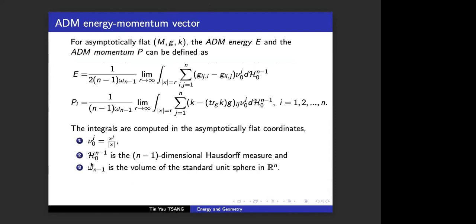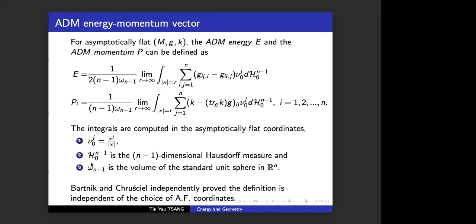That is the ADM energy-momentum vector. So E is defined as this and P is defined as that. What we want to see is that E is measuring how the metric behaves at the sphere at infinity, and P is measuring how the conjugate momentum behaves at infinity. This definition is useful because it is independent of the choice of the AF coordinates. Of course, P_i itself changes with the coordinates, but altogether, as a vector, it is independent of the choice.